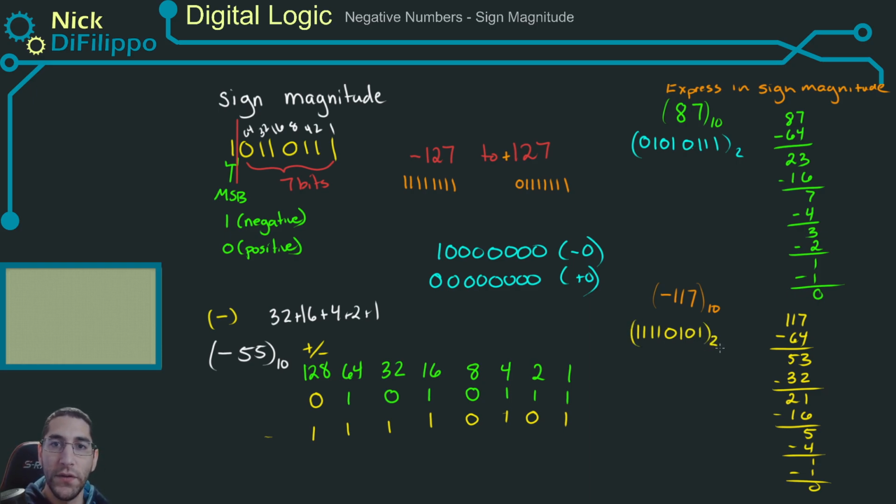So hopefully this gives you an idea of one way that we're able to represent negative numbers using binary notation in sign magnitude form.